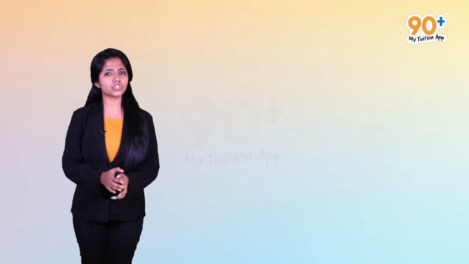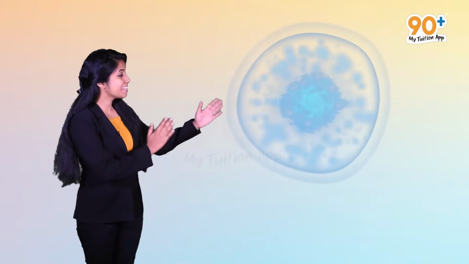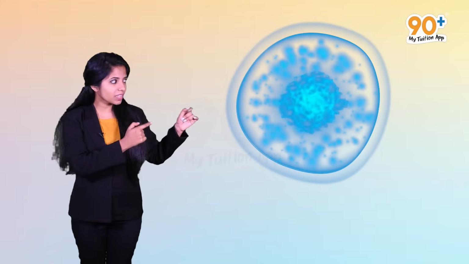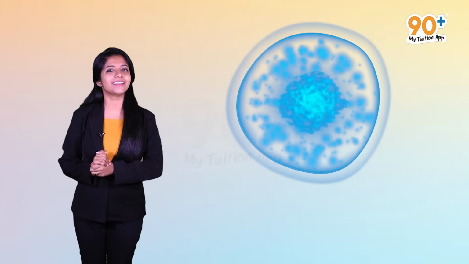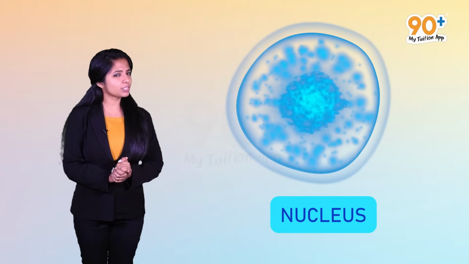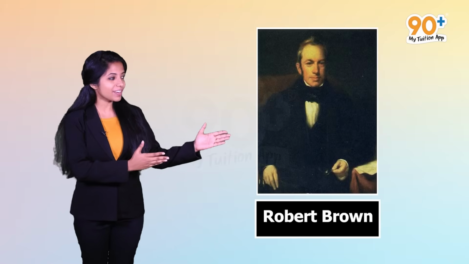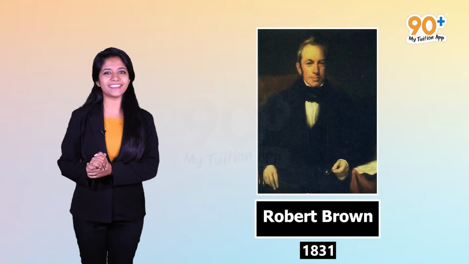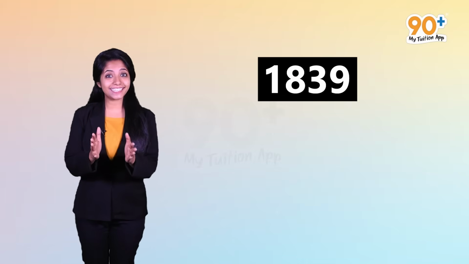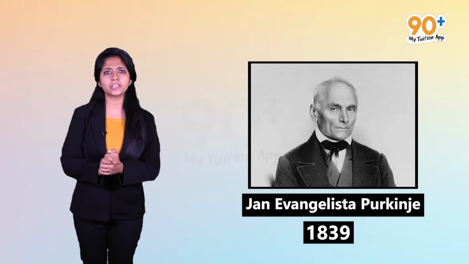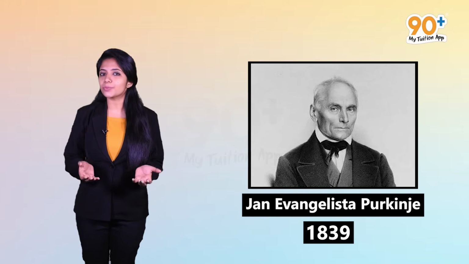We are talking a lot about cells, right? Don't you wish to take a look at it? Well, this is a cell, and if you look closely, you will find that within the cell there is an important organelle known as the nucleus, which was found by another great scientist, Sir Robert Brown, in the year 1831. Well, it didn't stop there. In 1839, Jan Evangelista Purkinje, or let's call him Sir Purkinje, found a fluid substance within the cell.